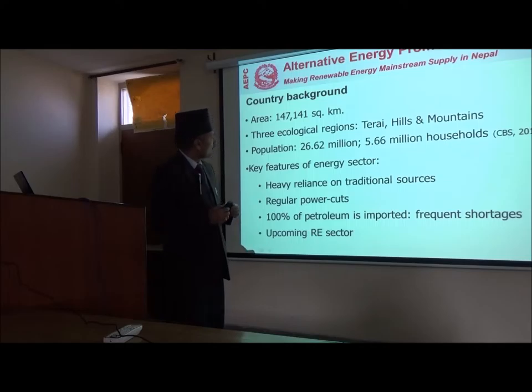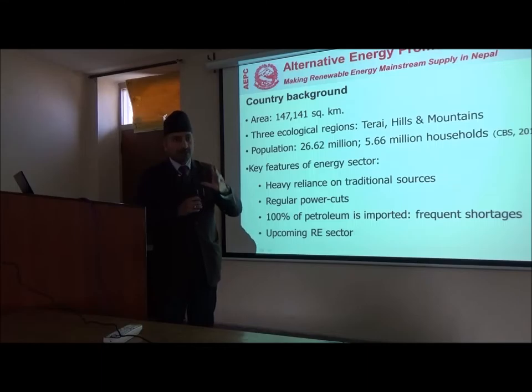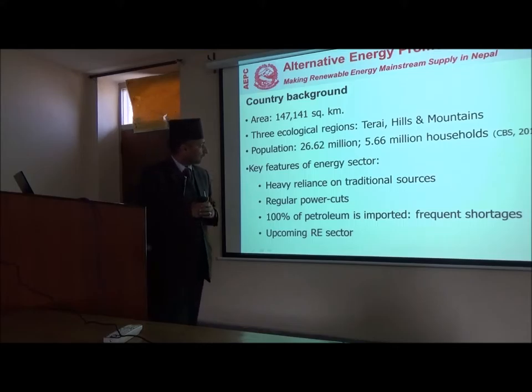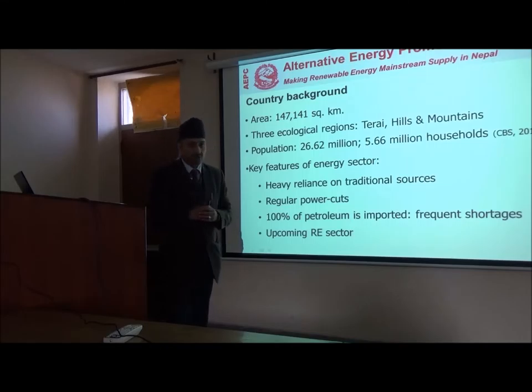This slide is to show you brief information of our country. We have a 147,000 square kilometer area. The country is divided into three ecological regions, Tarai, hills and mountains, with about 27 million population. And in terms of households, we've got 5.6 million households. Key features of the energy sector.